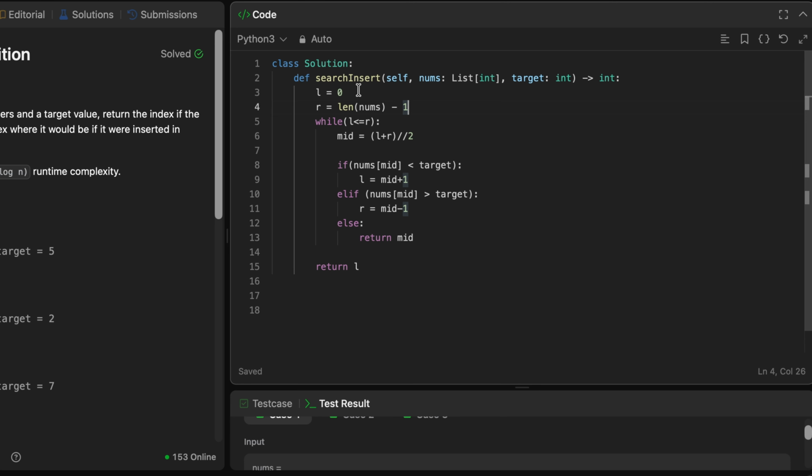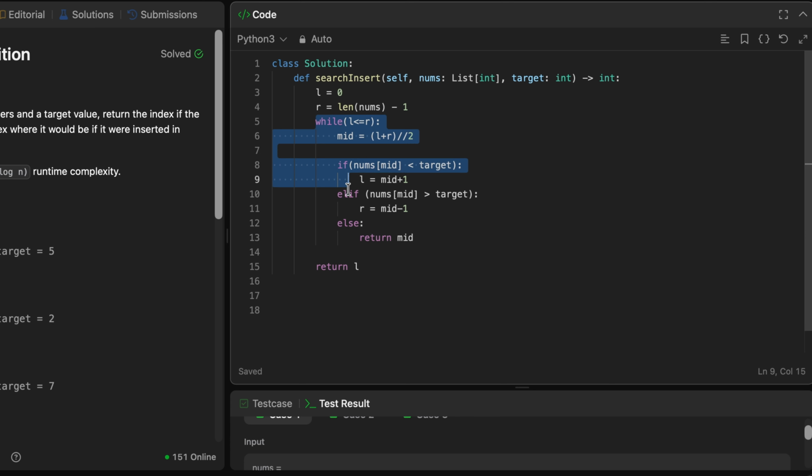Let's go through the code solution. We have the left pointer, we have the right pointer. Then we go in the loop, calculating the mid index. We check if the value at mid is less than or greater than target. If it is less than target, we shift the left pointer to mid plus 1. If it is greater than the target, we shift the right pointer to mid minus 1. Otherwise, it is equal to target. In the else, we simply directly return mid as the answer.